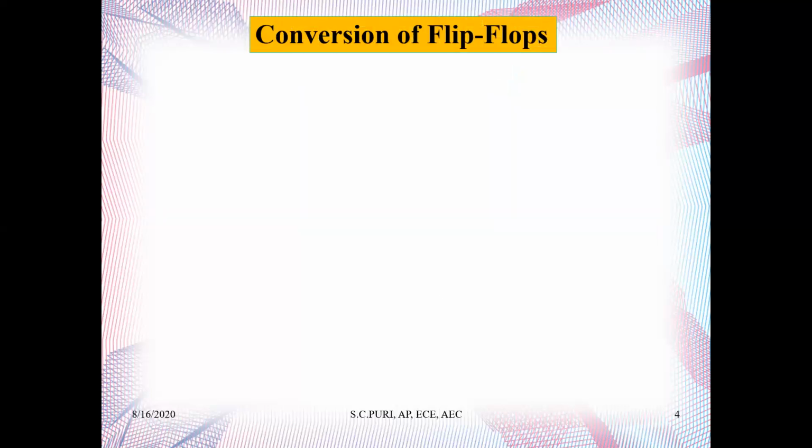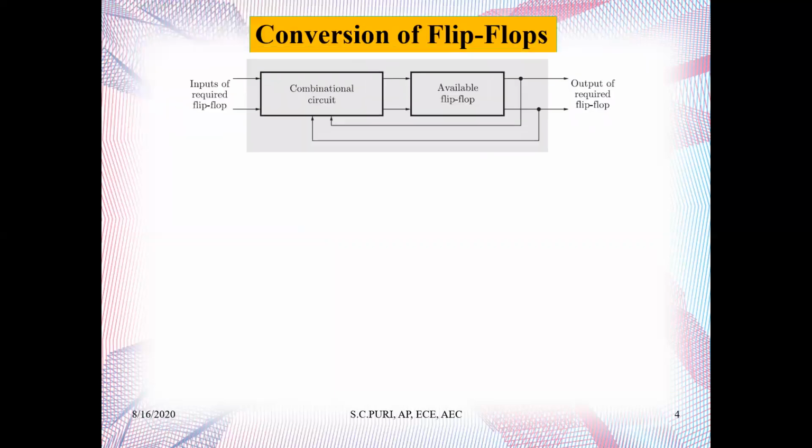Now let us start the conversion of flip-flops. As you can see here, this is the input of the required flip-flop. The combinational circuit will be there, and we need to convert from one flip-flop to another. So that means we will be having an unknown flip-flop, whatever flip-flop we have in our hand, and we need to convert it to the desired flip-flop. So this is the block diagram representation of our situation.